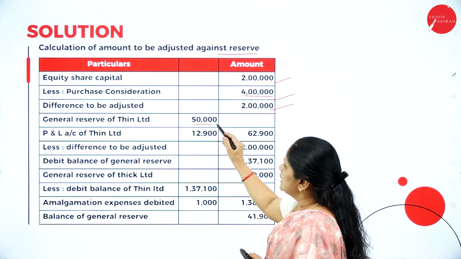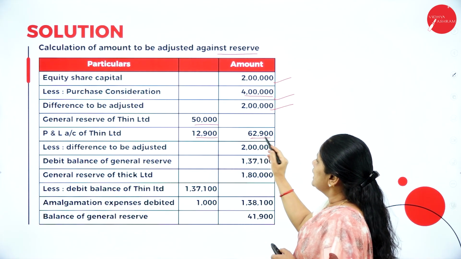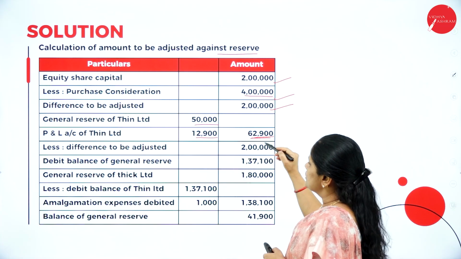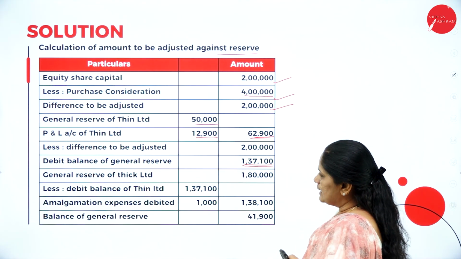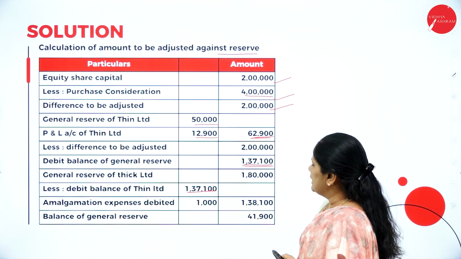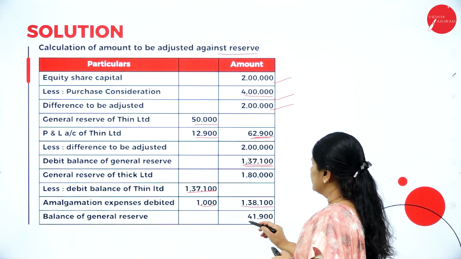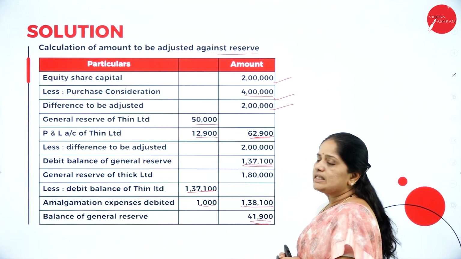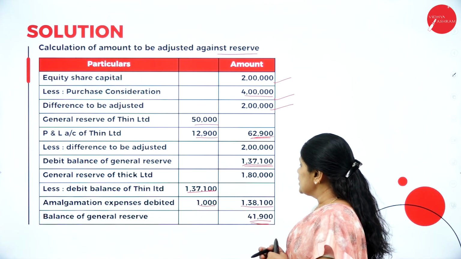Now what is the general reserve of TIN Limited? 50,000. P&L account of TIN Limited is 12,900. Totally it comes up to 62,900. So when we adjust the difference, this is the 2 lakhs to be adjusted. So when we adjust, we have a debit balance of 1,37,100. So the general reserve of TIC Limited is 1,80,000, less debit balance of 1,37,100 plus 1,000, 1,38,100. So whatever is the balance remaining, that becomes the general reserve of TIC Limited, 41,900. So in this way, we have to adjust the amount against the general reserve.